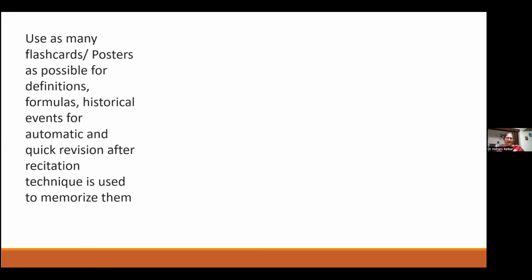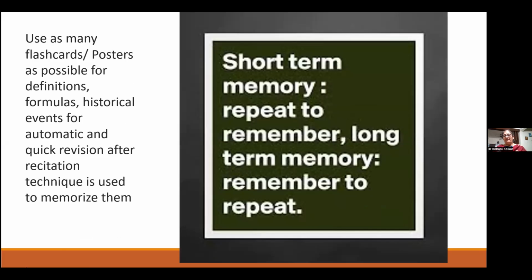So now we have done the revision of almost everything. I wish you use as many flashcards, posters, brain maps. Let your room look like a study room for yourself. For your short-term memory, you repeat that I have to remember, I have to remember. But for long-term memory, you remember to repeat the text. So the more the repetition, long-term is easier to remember.